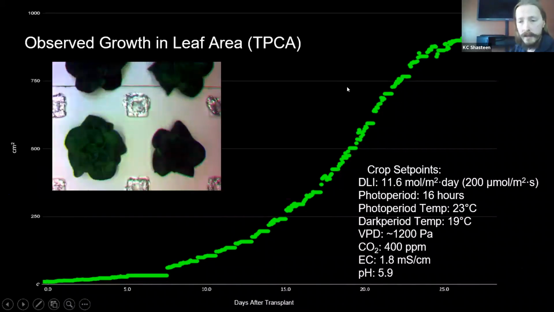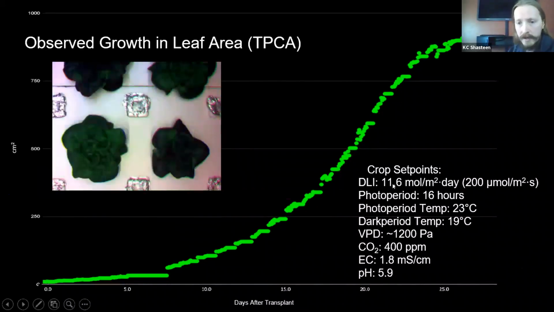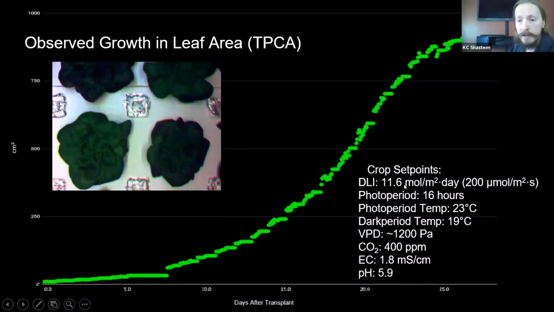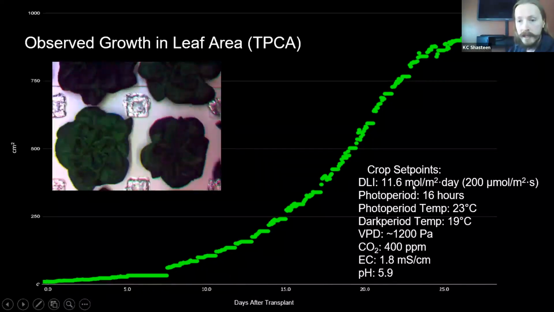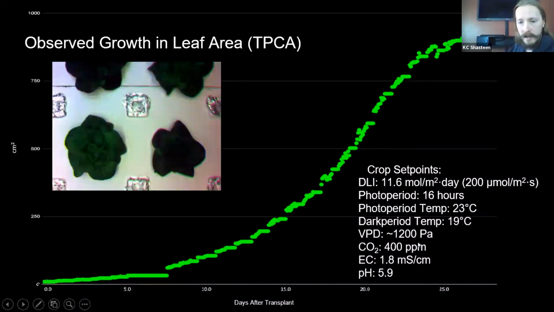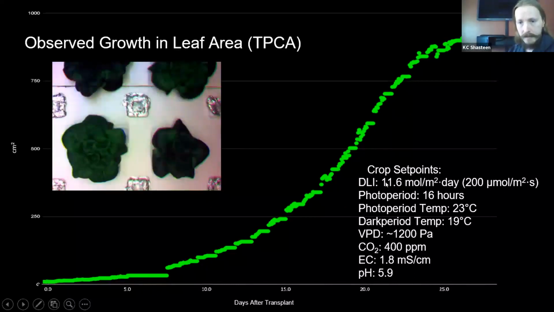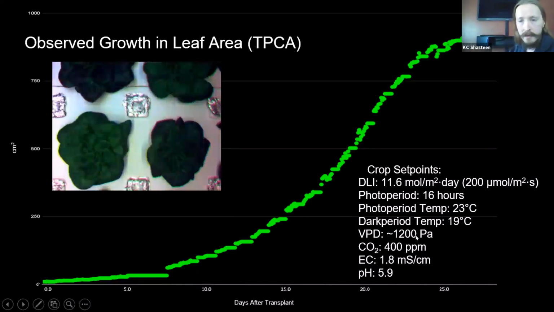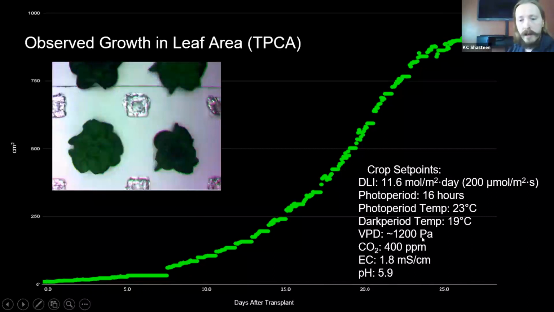So this graph here in particular was monitoring a crop that was grown for a particular set of set points and the environmental conditions didn't change. The DLI was 11.6 and the CO2 concentration was pretty much just ambient. So this basically serves as a baseline for the model.